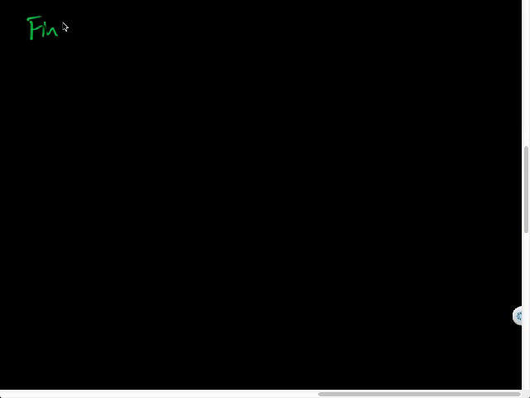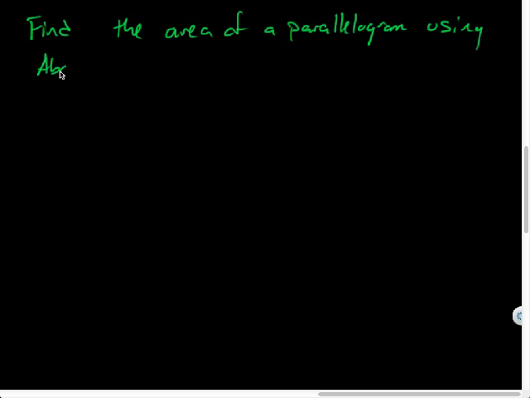Is this the third concept? No, this is still related to determinants. Yep, we're still going. Using absolute values of determinants.